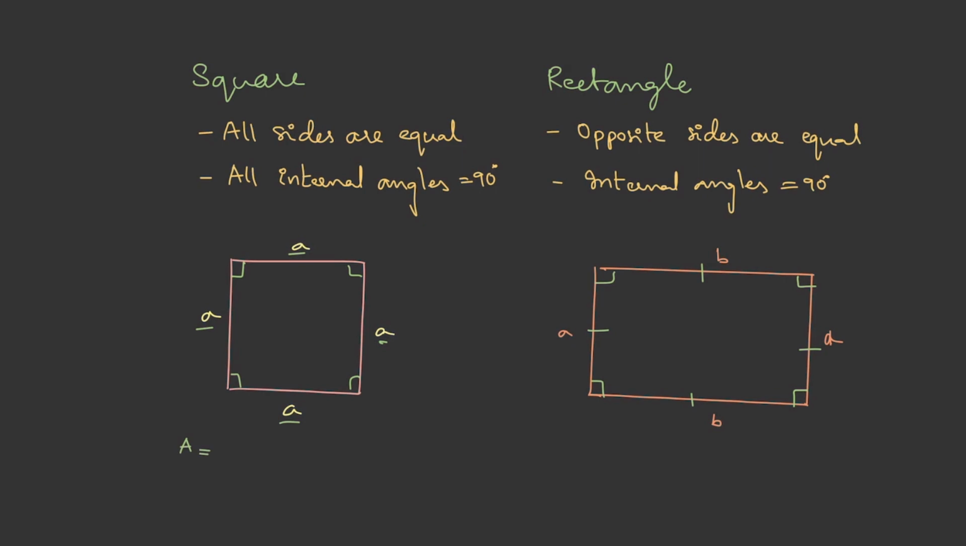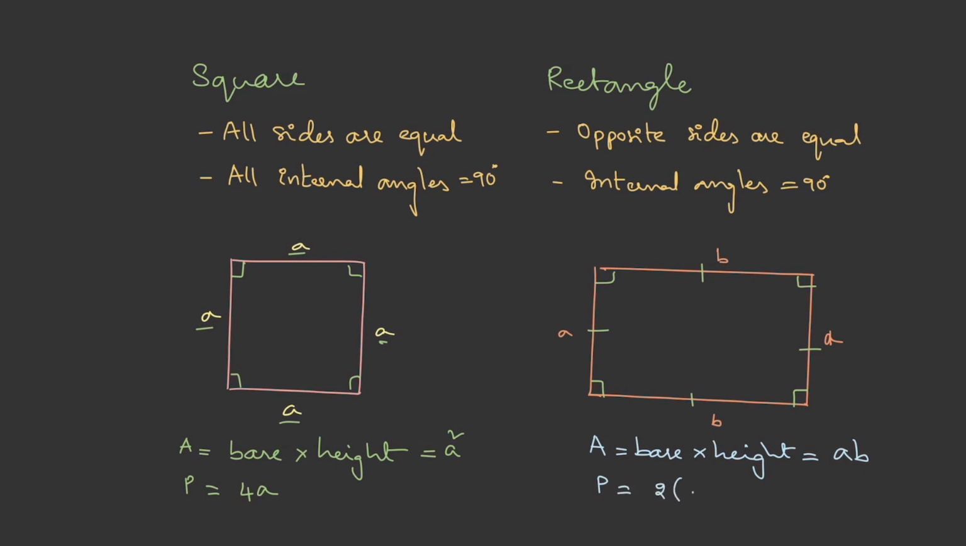Area we already know, it is base into height. So in a square, base is A and height is also A, therefore A into A is A square. How about perimeter? Perimeter is the sum of the sides, so 4 times A, that is 4A. Now coming to the rectangle, again area is base into height, so base is B and height is A, so it is AB. How about perimeter? Perimeter is the sum of the sides, so we have 2 A's and 2 B's, so 2 into (A plus B).